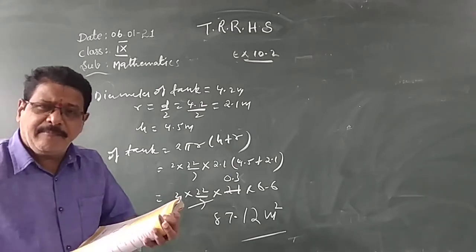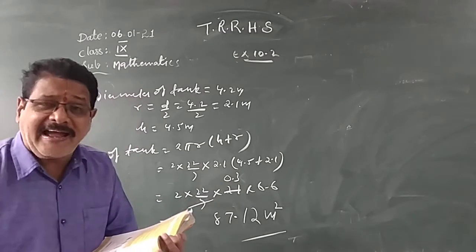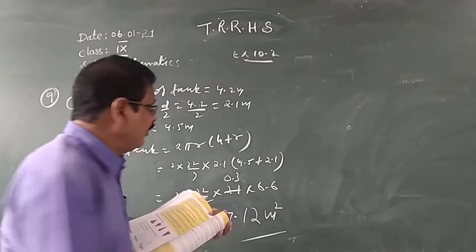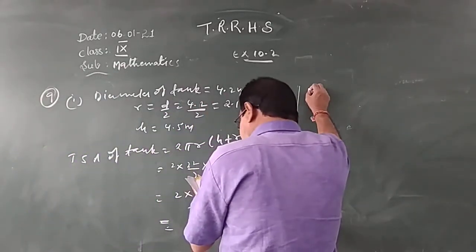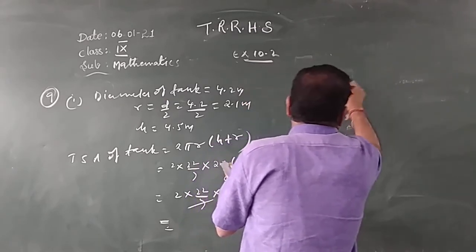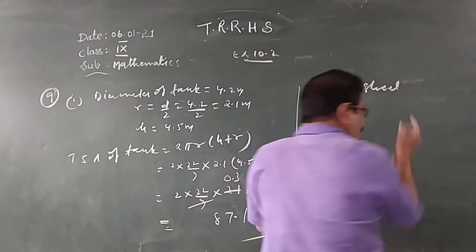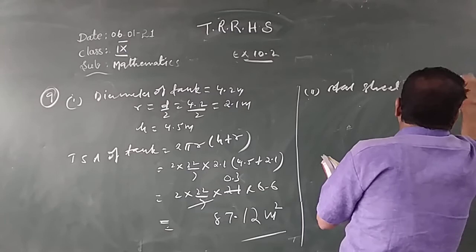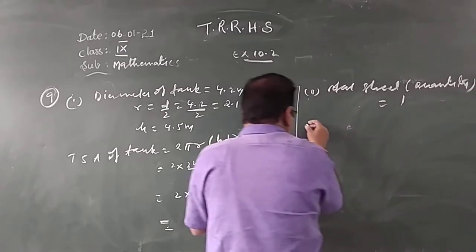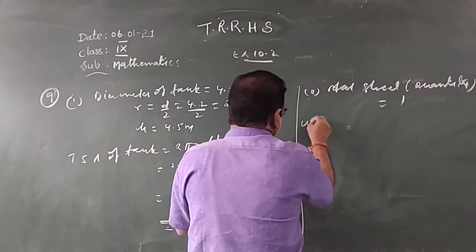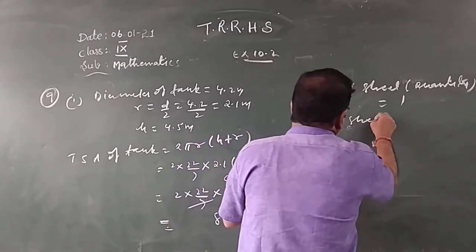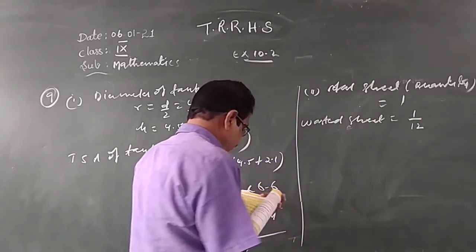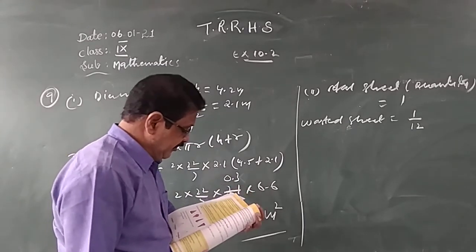When they made the tank by shaping it into a cylindrical tank, how much material is wasted? 1/12. The wasted material is 1/12. The total material is 1. The whole thing means 1, the total sheet. Total sheet is 1. How much sheet was wasted? 1/12 of the sheet was wasted.